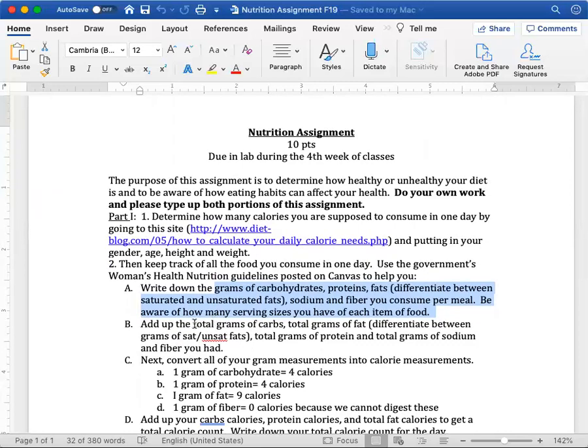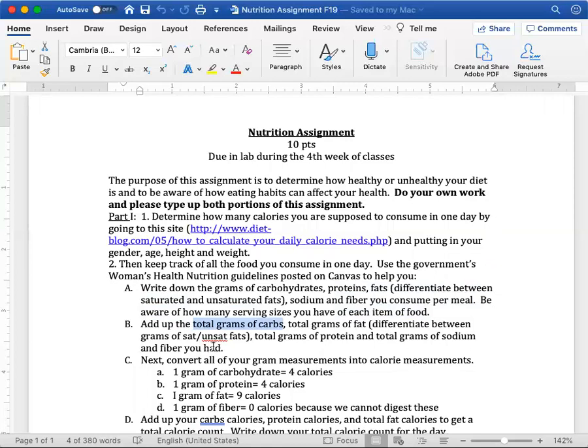Then you're going to add up the total grams of carbs. So add up the columns, right? How many carbs did you have total in the 24-hour period? How many grams of fat did you have total? How many grams of protein did you have total? How many grams of sodium and fiber did you have total?